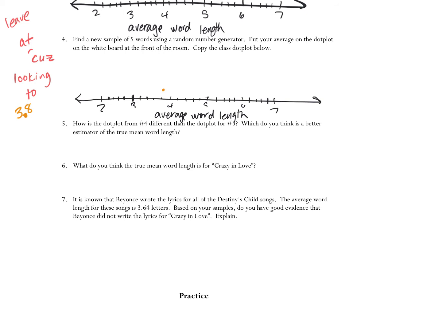Vivi, what was yours? 3.2. 3.6. Daria? 4. Ellie? 3.8. 3.8? 3.6. 3.2. 3.2. 3.2. 3.4. 3.6. 4. 4.4. 3.8.